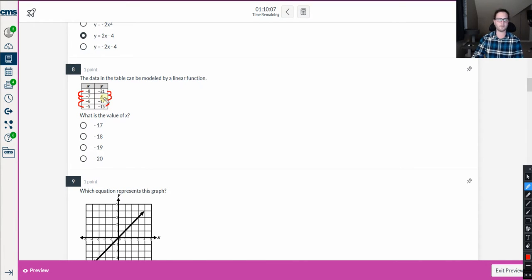So counting by 2s from negative 21, we would get negative 19 if we continued that pattern. And that's going to be our answer for number 8.